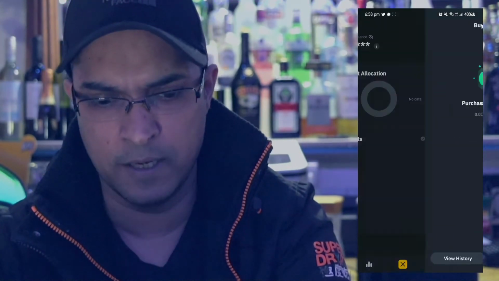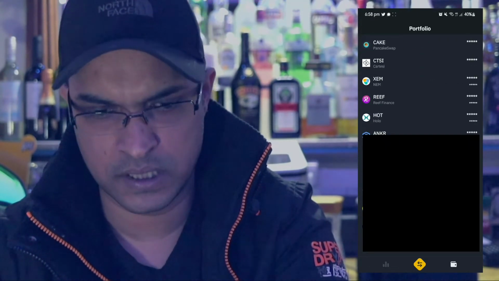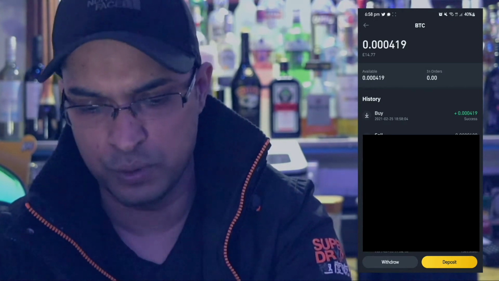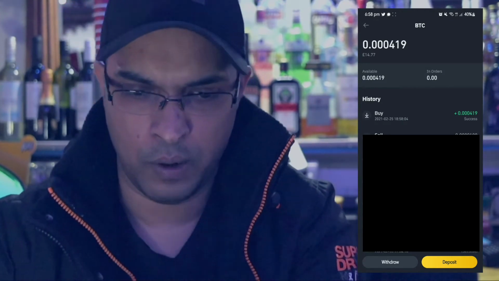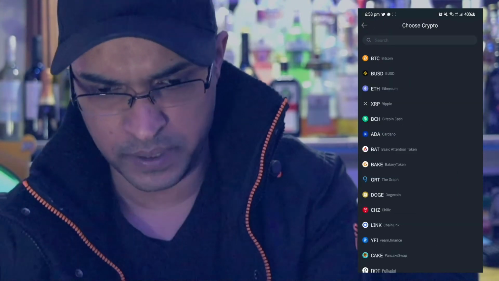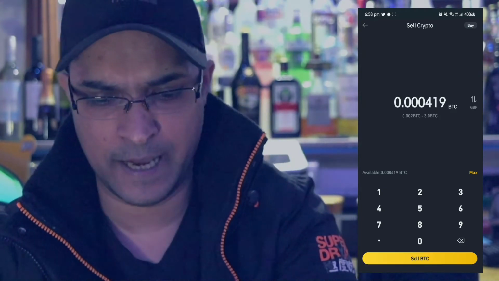So we're going to go to wallet. We want to see what we've got, and we do have some BTC here. So it says that this is the amount of BTC we got, worth £14. Now I want to go and sell that. So again, I'm going to go to sell, and I'm going to say sell BTC. So we know how much we got. We say maximum. We want to sell that.